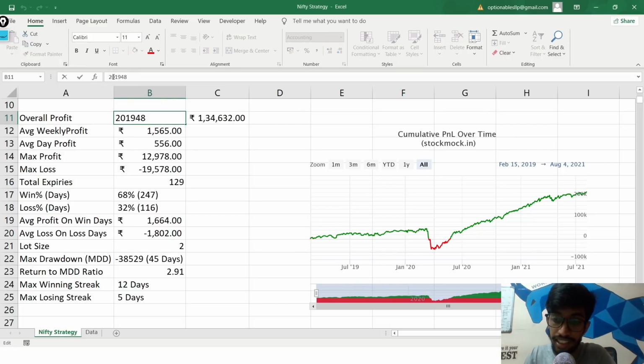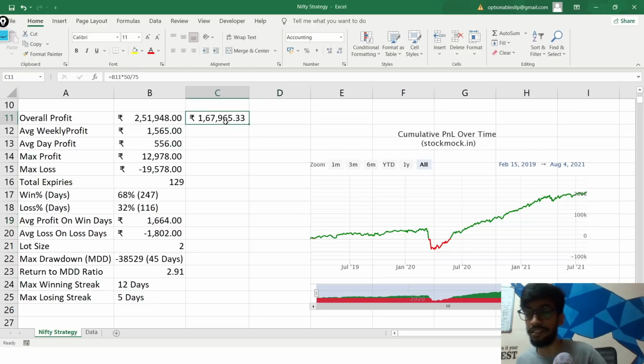Maybe if we include Thursday, this can become something like 2,51,000, and this number is also going to be higher. If you're using 2 lakh, it is going to be somewhere close to 80% in 3 years, 2019, 20 and 21.